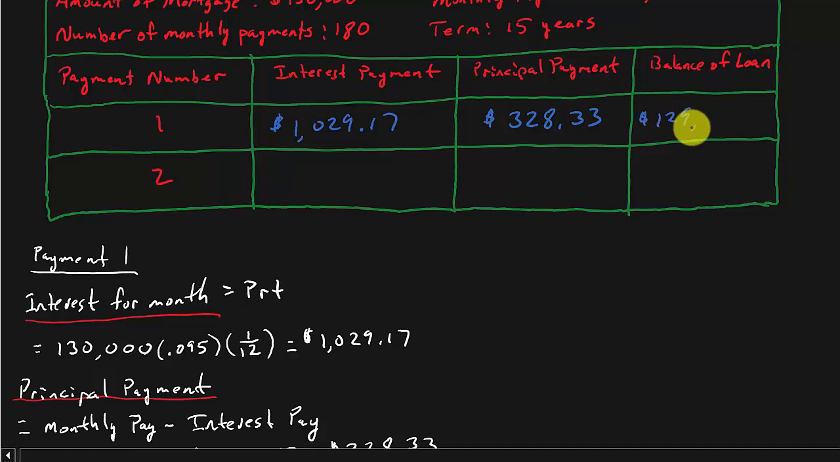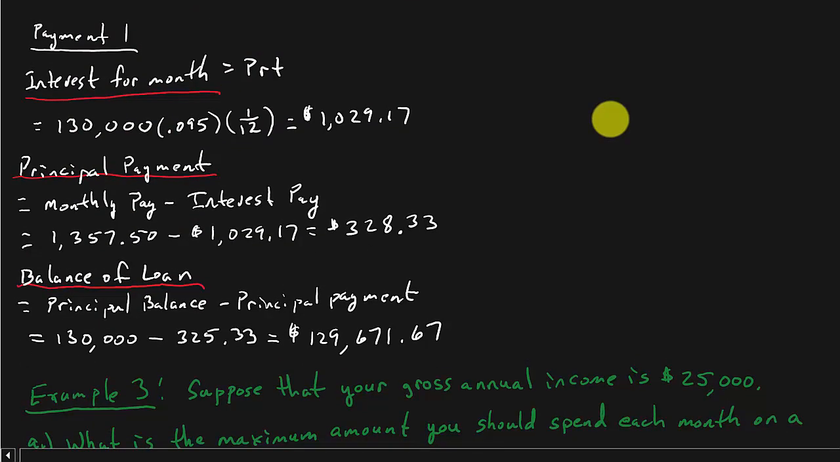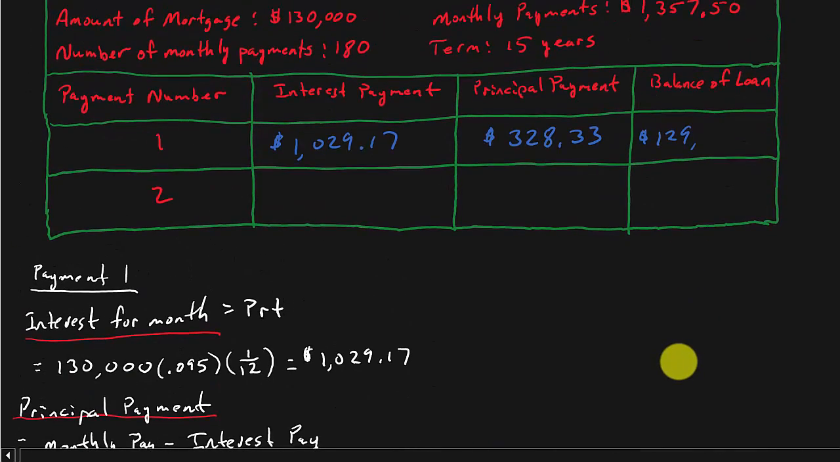That's this 129. Let's see, what was it? 129. I copied that. Let me see. Did I get that right? Yeah, 129,671 and 67 cents. Okay, so that's payment number one. Well, now we've got to do the same thing. We've got payment 2.